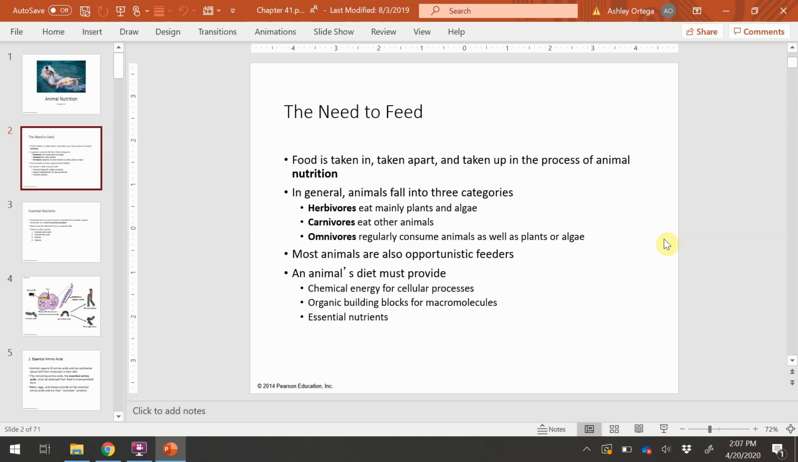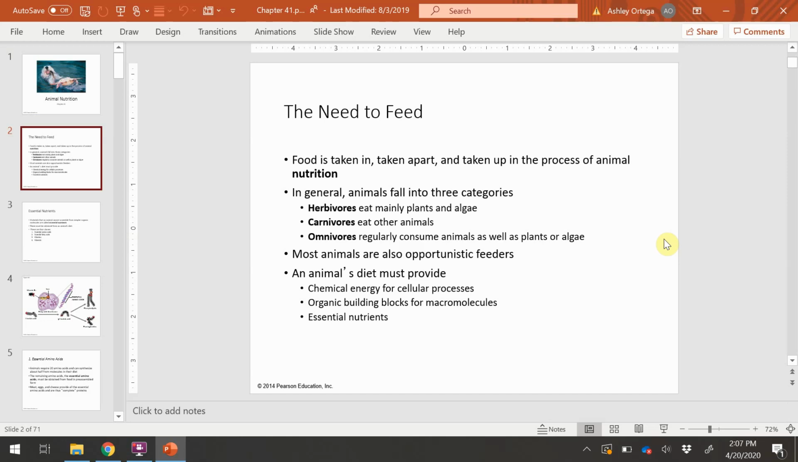So, the need to feed. Every animal needs to take in some sort of food. Those foods are taken in, taken apart, and then taken up in the process of animal nutrition. In general, animals fall into three categories. Herbivores eat plants and algae. Carnivores eat other animals or meat. And omnivores eat a combination of both. Those three categories are based on the type of food they eat and are very well known.